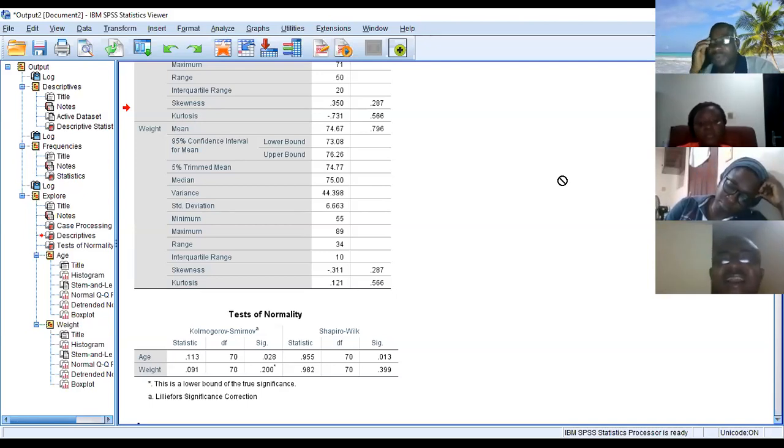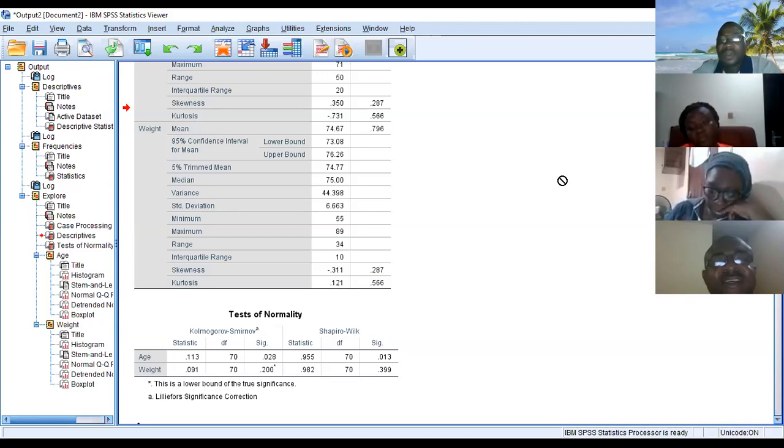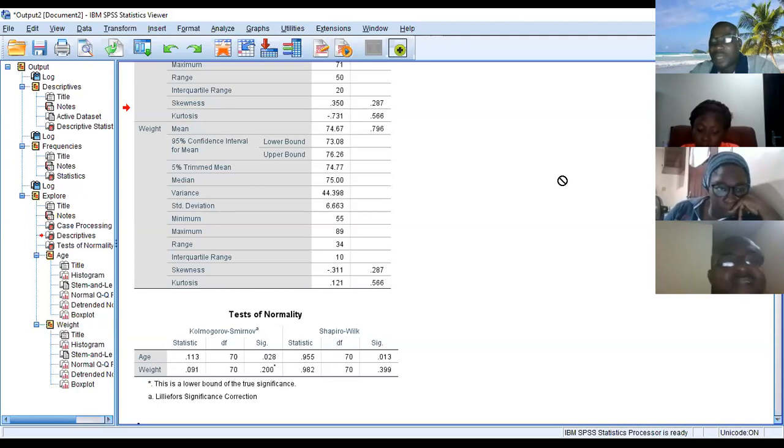In reporting it in the results, we say 74.67 kg. That's the weight. That's a 95% confidence interval, 73.08 to 76.26. That's the way you report it. But most of the time, people don't report it like that. But sometimes you report it. You can have it for percentages also.